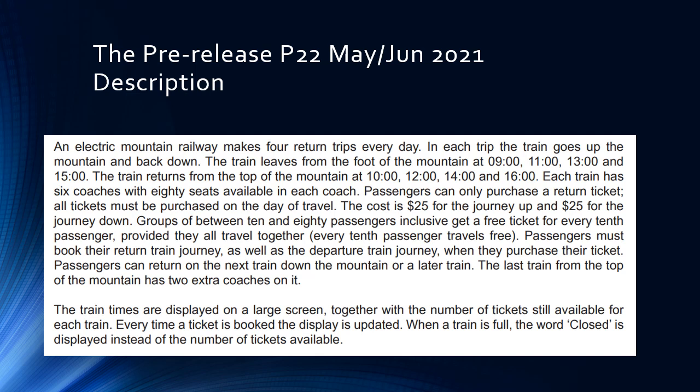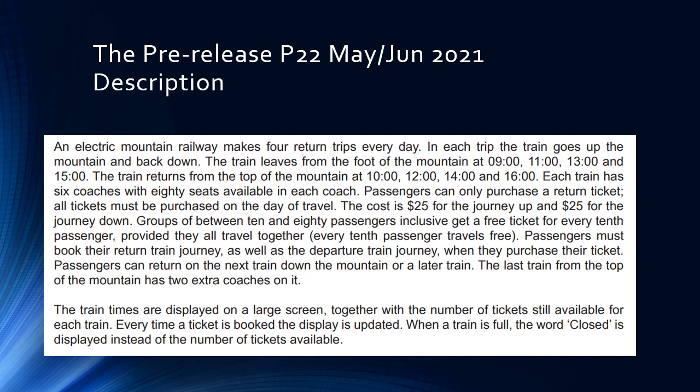Passengers can only purchase a return ticket, so all tickets must be purchased on the day of the travel. The cost is $25 for the journey up and $25 for the journey down. Groups between 10 and 80 passengers inclusive get a free ticket for every 10th passenger, provided they all travel together. Every 10th passenger travels free.